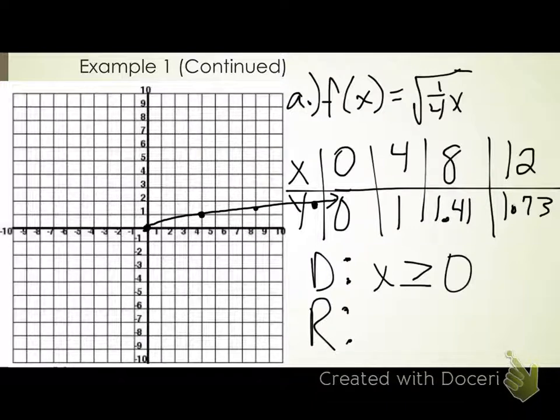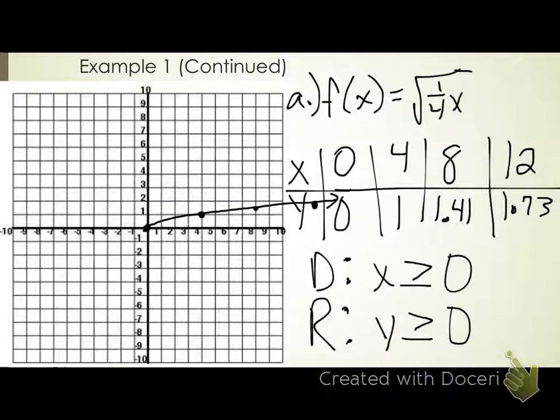Raise your hand so you give me my range. Not quite. I agree with the y is greater than or equal to. Is it going to go up forever and ever? Yep, it's gradually going up. It's just going to keep going up and up. Is it going to go down forever? What's my stopping point going down? 0. So y is greater than or equal to 0. It's all the y values that are greater than or equal to 0.